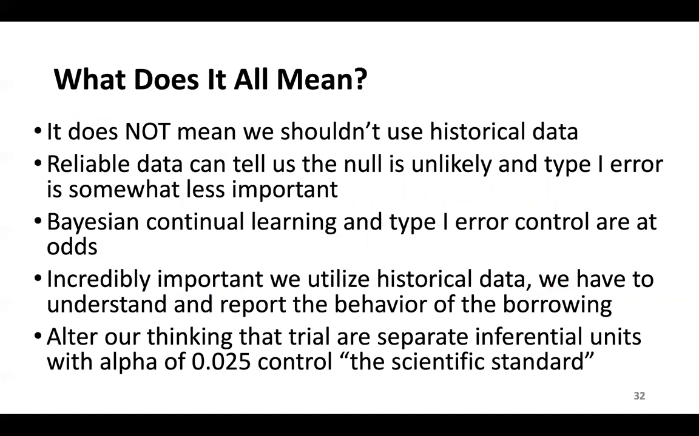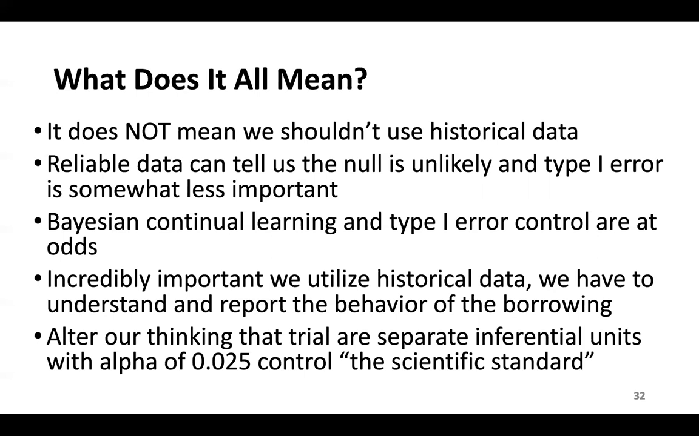So this does not mean that we shouldn't use historical data. Reliable data that we're reasonably likely are free of biases, we believe it's all the data we have, it can demonstrate with that effect that the null is actually unlikely. We have a reasonable amount of data already that the null is unlikely. We don't care that under that null, we might get the wrong answer because we've already moved in the Bayesian continual learning away from the null hypothesis.